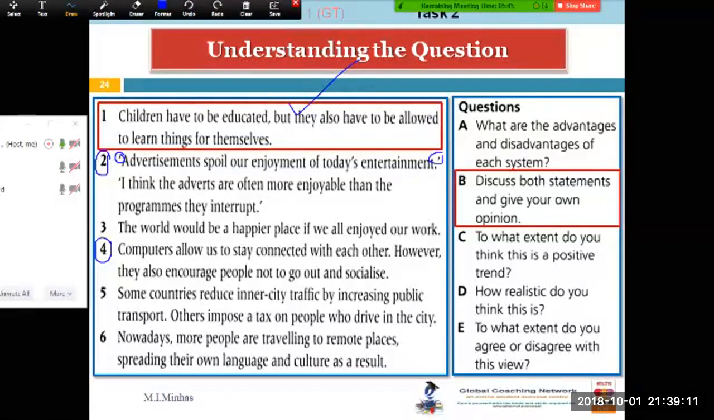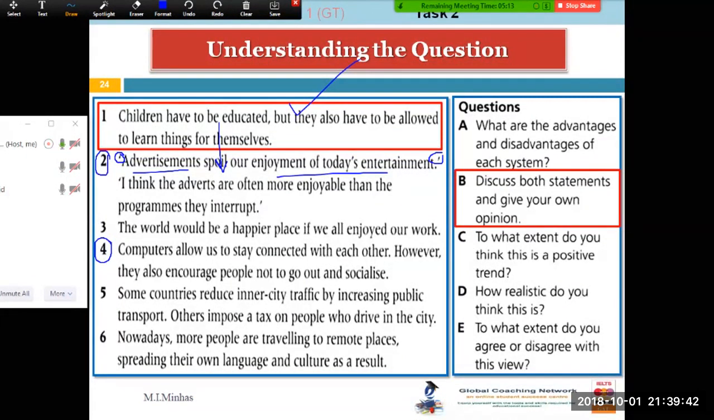This quotation mark starts the view of one person, and according to this person, she doesn't like advertisement much, and she thinks that if some advertisement comes in between her favorite drama, it spoils her entertainment. But for the second, she enjoys the advertisement more than the drama.